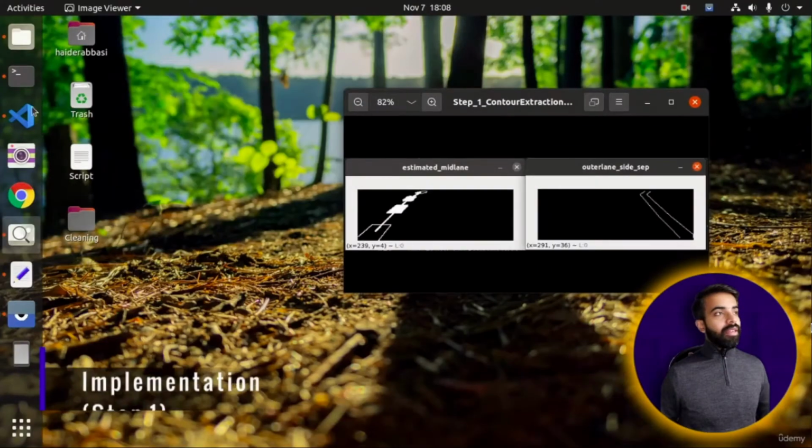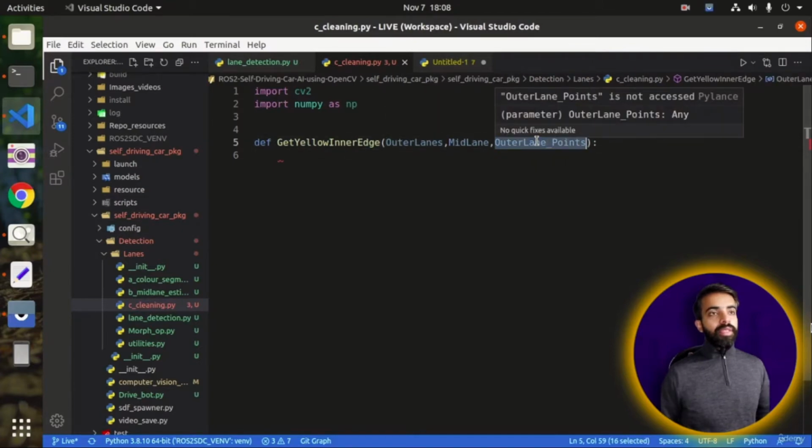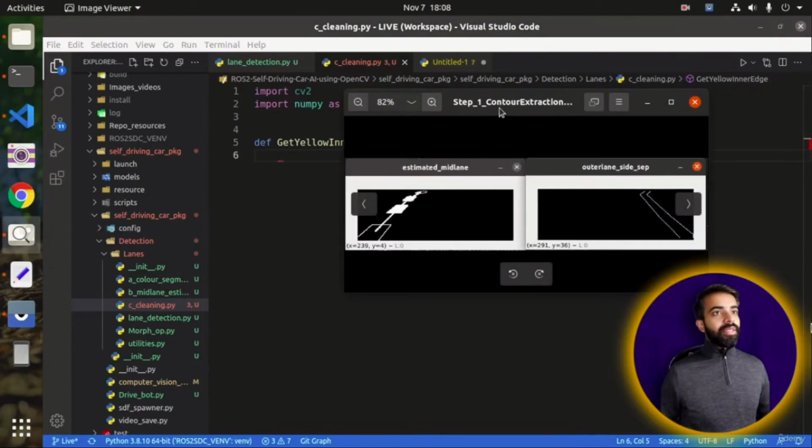For this purpose, I've created a new file that I have named cleaning.py. This particular file will implement the third step in the lane detection module. Inside it, I've declared a function called getYellowInnerEdge. It takes in 3 arguments: outer lane, mid lane, and outer lane points. Using these arguments, this function will implement the first step of the cleaning stage, that is, to retrieve the inner side of the outer lane, also correcting for the incorrectly predicted outer lane. Starting off with this first step, we simply extract the contours that represent the mid lane and the outer lane.